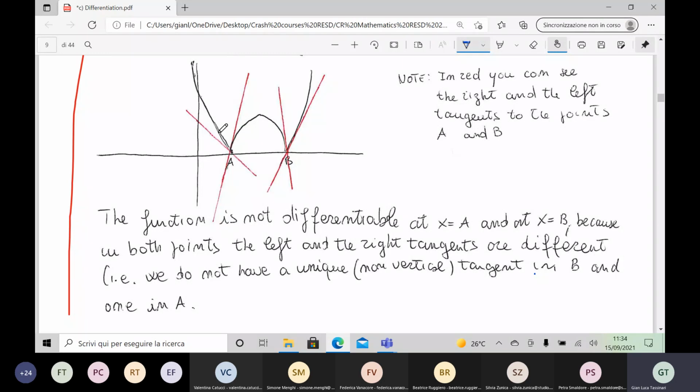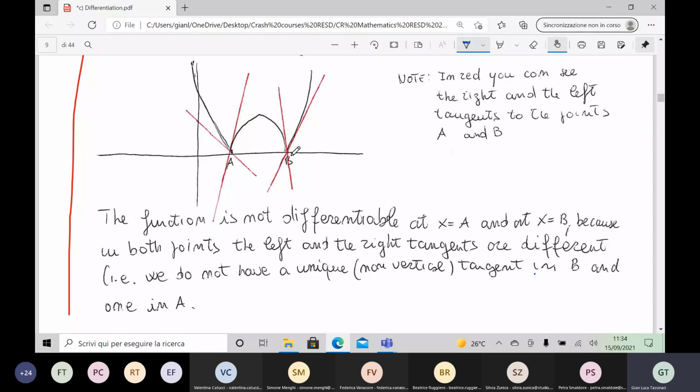Why? Because at point A, you see you have two tangents in A and you have two tangents in B, a left tangent and a right tangent. So again, this function is not differentiable at points A and B. It means that you cannot compute the derivative.